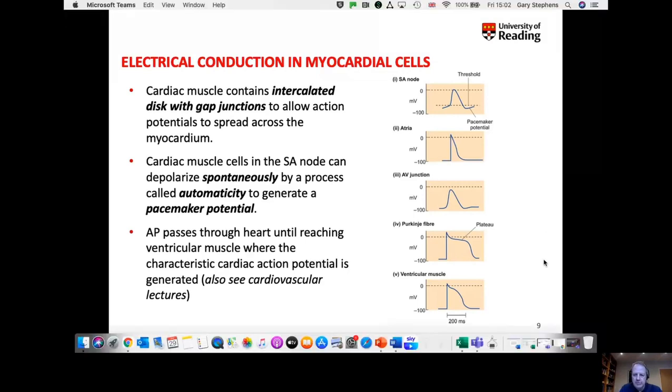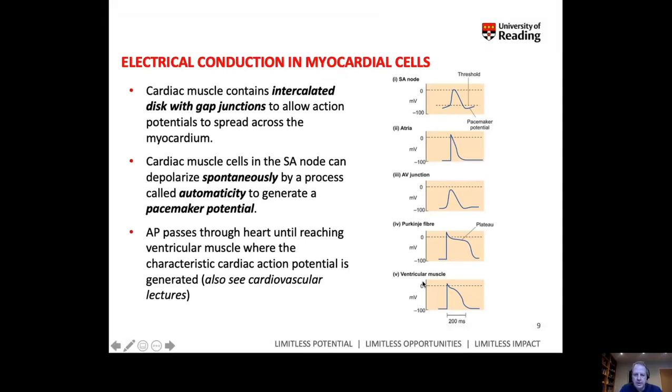So this is a slide to focus a little bit on the difference between the nerve action potential, which hopefully you remember from the previous set of screencasts when we talked about the nervous system, and the cardiac action potential. In different places throughout the heart, there are different types of action potentials. This one is a pacemaker potential, and these two here, particularly the Purkinje fiber and the ventricular muscle action potential, are most characteristic of what we call the cardiac action potential.